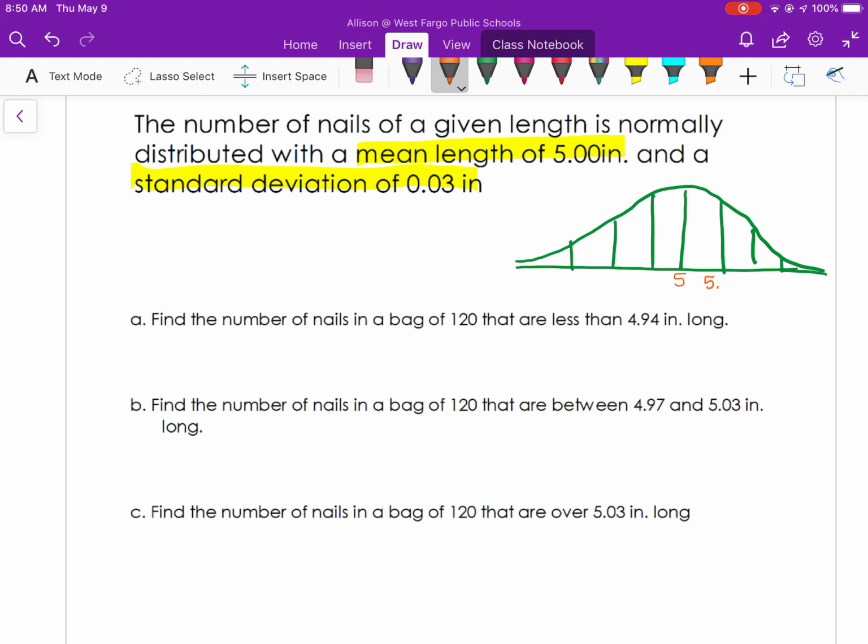So 5.03, 5.06, 5.09. And then subtracting 0.03, which would be 4.97, 4.94, and 4.91. There we go. That gives me that.